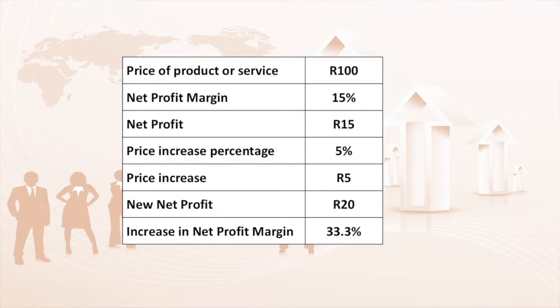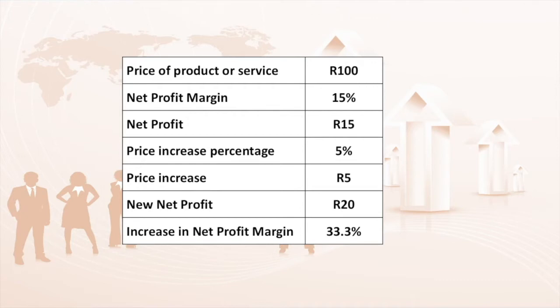So let me ask you this. What do you think would happen if the owner of this business raised their price by a mere 5% from 100 Rand to 105 Rand per unit? Do you realize that the additional 5% is absolutely pure profit? This business owner will go from 15 Rand in profit per unit to a new net profit of 20 Rand, simply because they added 5% of 100 Rand, or 5 Rand, onto the price.